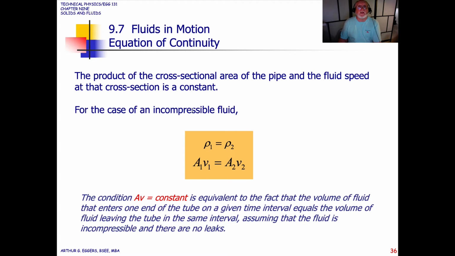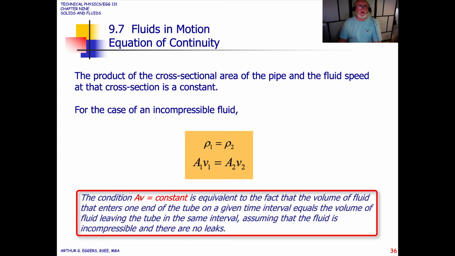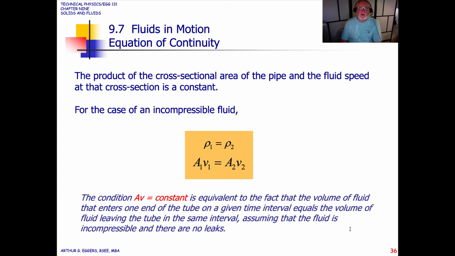For the purpose of an incompressible fluid, then rho 1 equals rho 2, which then implies that the cross-sectional area 1 and the velocity 1 must equal the cross-sectional area 2, velocity 2. The condition of the cross-sectional area times the velocity being constant is equivalent to the fact that the volume of fluid that enters one end of the tube in a given time interval equals the volume of fluid leaving the tube in the same interval, assuming that the fluid is incompressible and there are no leaks.